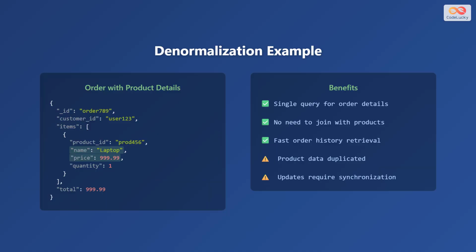Here's an example of denormalization in practice. Consider an order document with product details embedded directly within it. Here, the product name and price are denormalized, meaning they are duplicated from the product document into the order document. The benefits of denormalization include single query for order details, no need to join with products, and fast order history retrieval. However, it's important to note that product data is duplicated, and updates require synchronization between the order and product documents.